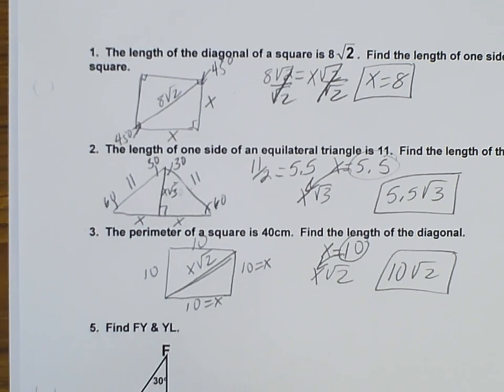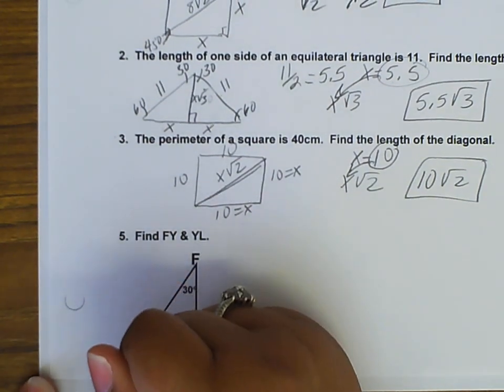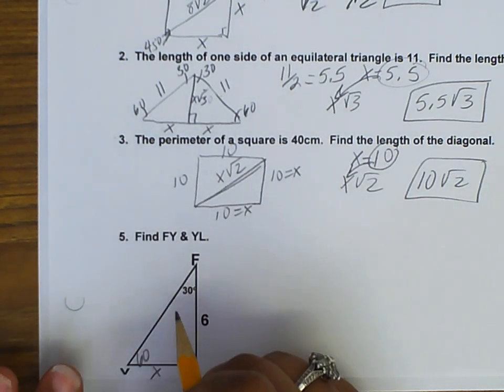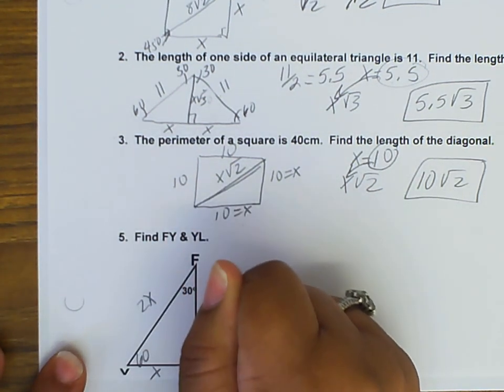All right, let's look at 5. Okay, so this is a 30, 60, 90, because the 30 is here, so this has to be the 60. So what I always do is I just put the rule. So this is x, the hypotenuse is 2x, and this equals x radical 3.